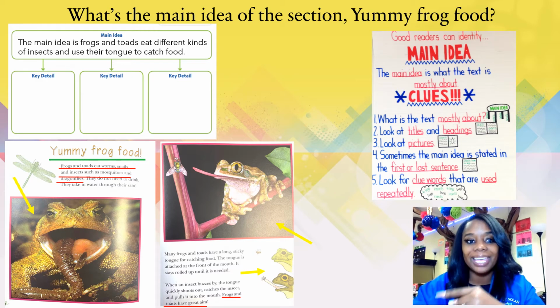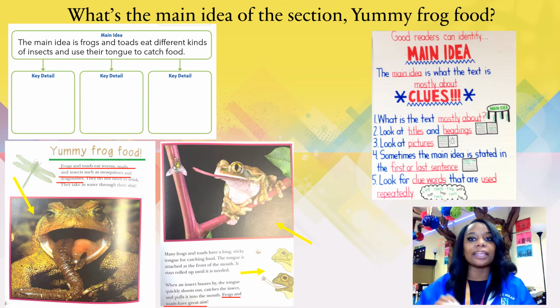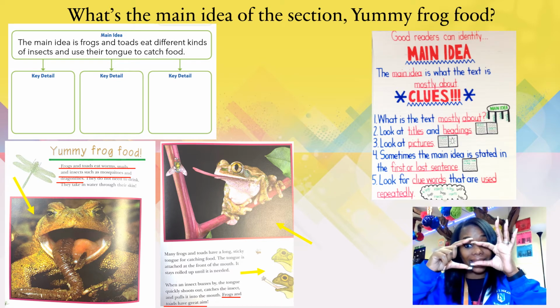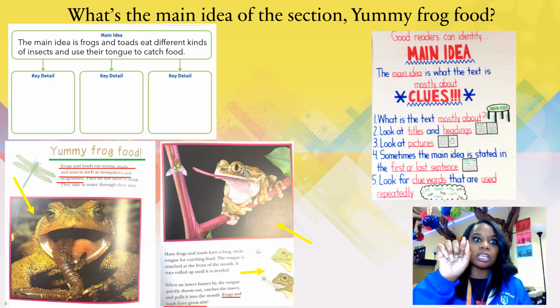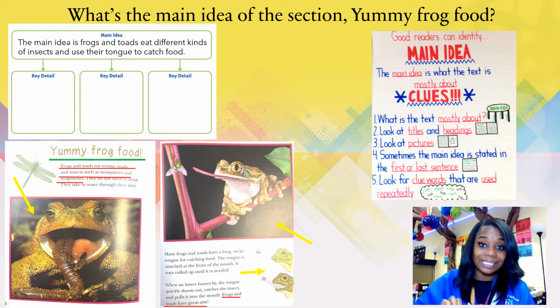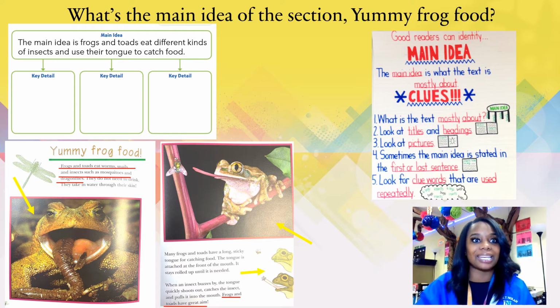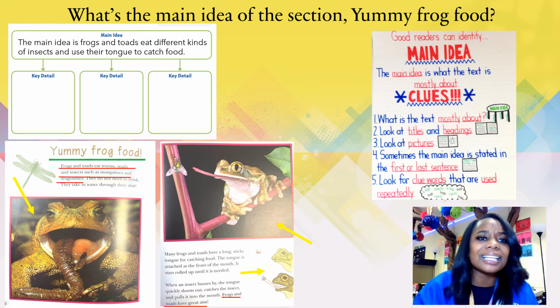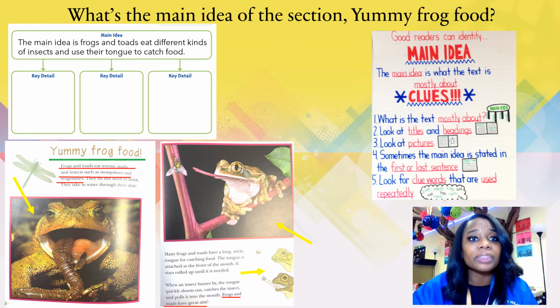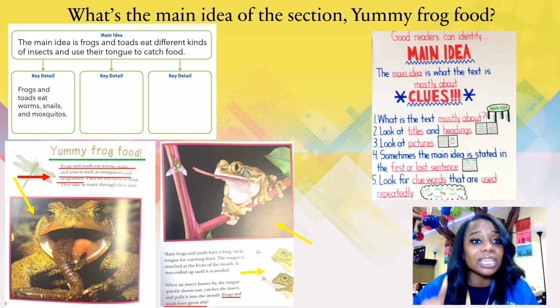Now, as a reader, I know I have to find my key details or my bullets. I have my main idea in my box. Now I'm looking for my bullets, my points, the evidence that supports my main idea. So, where in the text does it tell me that frogs and toads eat different kinds of insects? Well, sentence 1 for sure. It tells me that frogs and toads eat worms, snails, and mosquitoes.